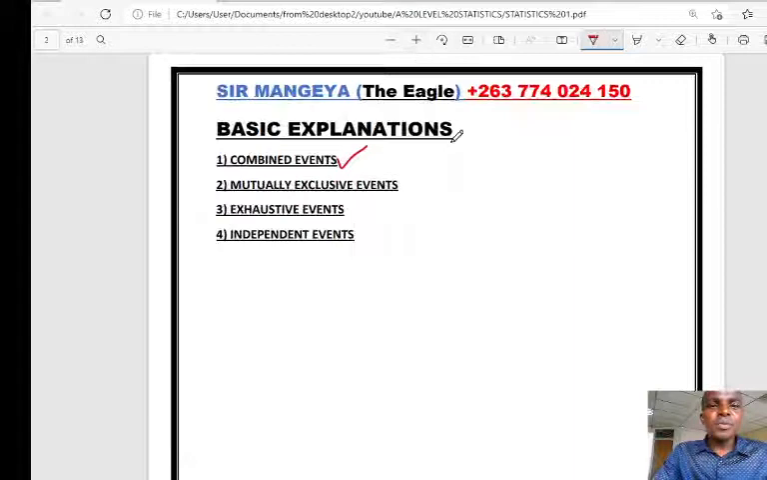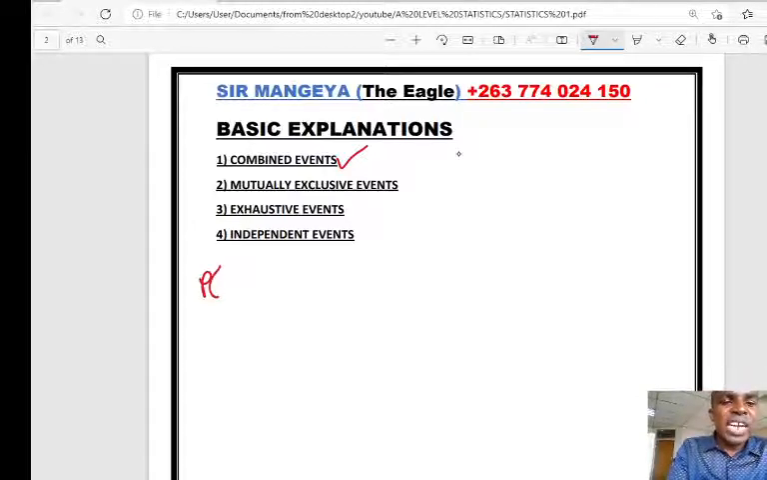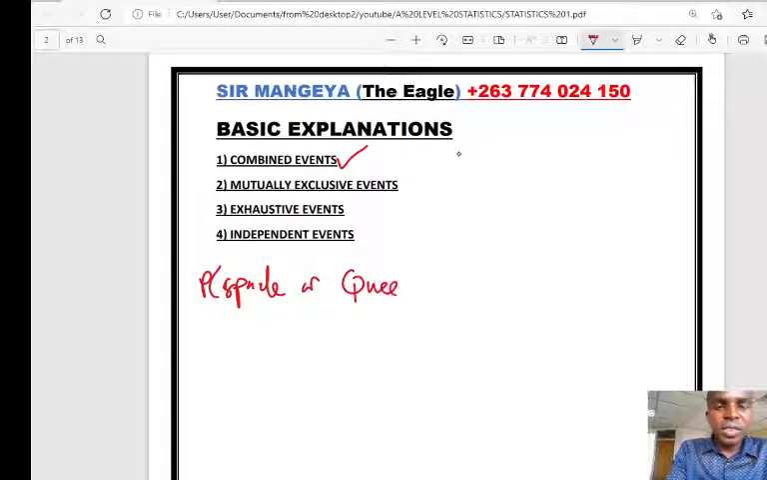For example, we can have events A and B. Let me use playing cards. There are 52 cards in a pack of playing cards. If a card is picked at random, can you find the probability that the card is a spade or a queen? You find out that there is a card that is a spade, and this same card is also a queen. These are combined events.